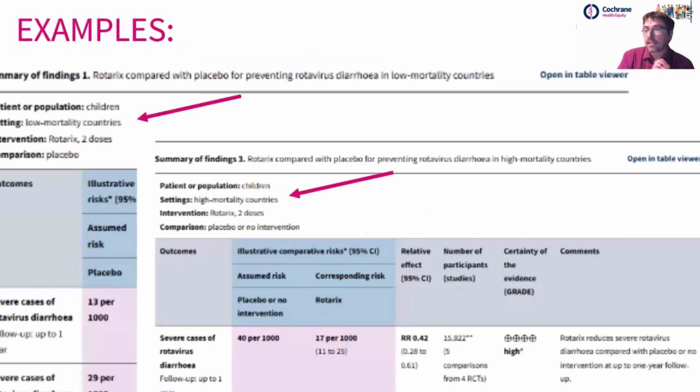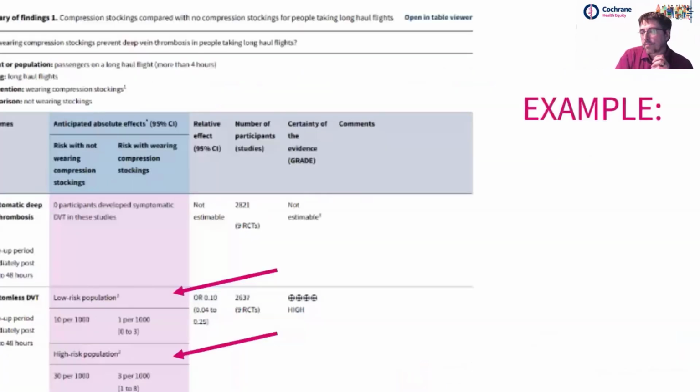And you can see, for instance, here, this is the review on the rotavirus vaccine, where the results were quite different in settings with low mortality versus settings with high mortality. And they decided that the best way of showing that was to present it in different summary of findings tables, also thinking that the policymakers of countries with high mortality will not care to look at what the results were for low mortality settings. However, let's go to the next slide.